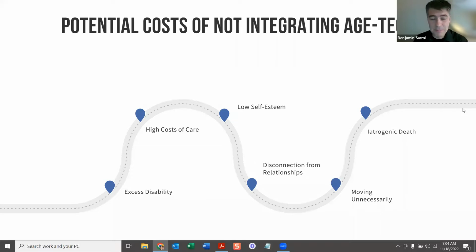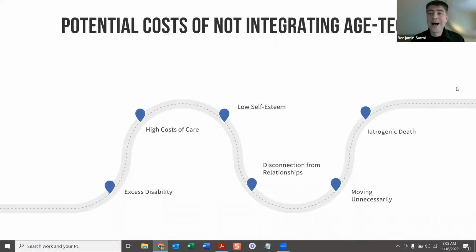The first one is excess disability, meaning sometimes if we're not using the tools that are now available, someone can act and live more disabled than they really are. For instance, if we're not using the right tools for them to feed themselves, they may actually not be able to feed themselves, and so they become more disabled than they really are. If we use the right age tech tools, certain special types of spoons and forks that can help someone with tremors feed themselves, they will have less disability than they would if we didn't use the age tech. So excess disability refers to people living more disabled than they really need to be.